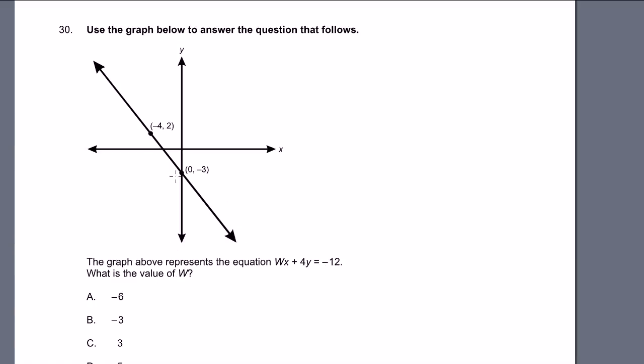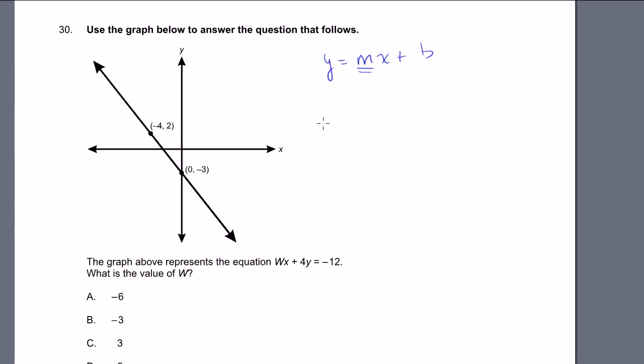So they gave us 2 points, so we could easily figure out the equation of this line, but maybe we don't have to go that far. If we could just write this line in y is equal to mx plus b form, and maybe if we just figure out the slope of the line, that'll be enough.